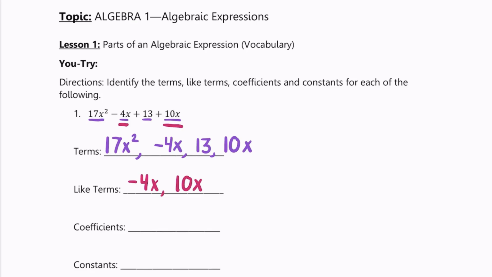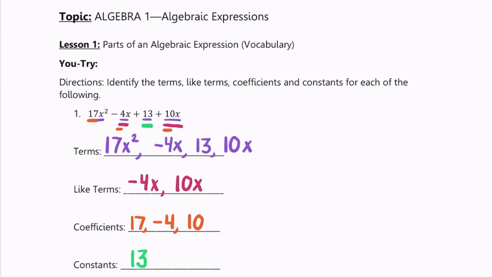Okay. Moving on down to coefficients. Coefficients are things in front of a variable, the number in front of a variable. So 7 would be a coefficient, negative 4 would be a coefficient, and 10 would be a coefficient. So any value that is being multiplied to a variable. And then last but not least are our constants, any number that doesn't have a variable attached to it. And so we have that 13.